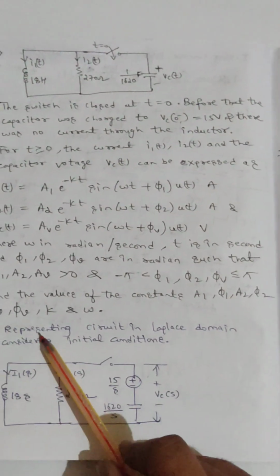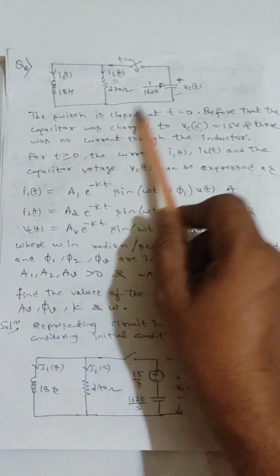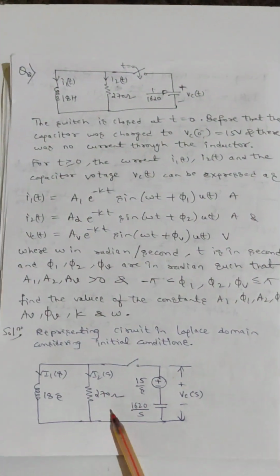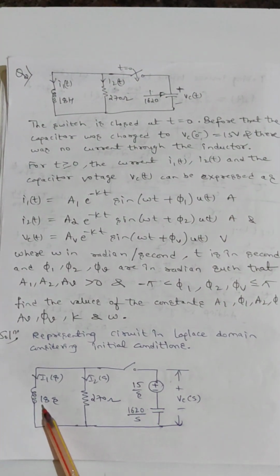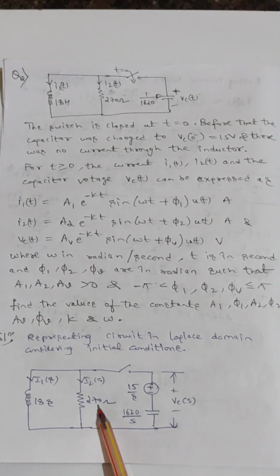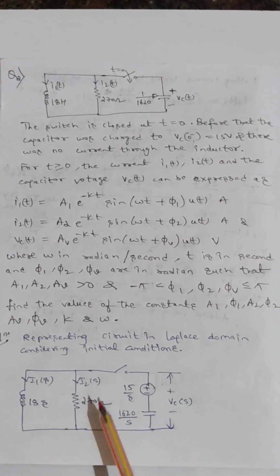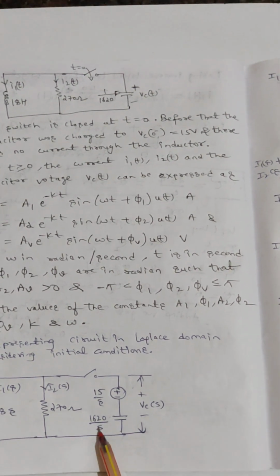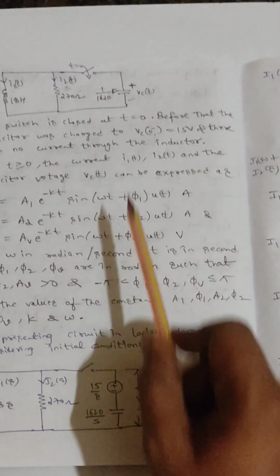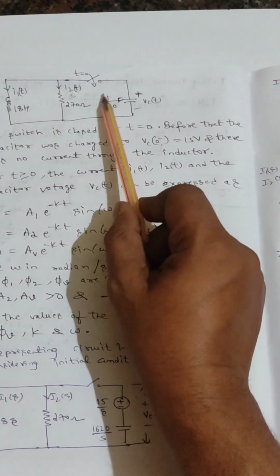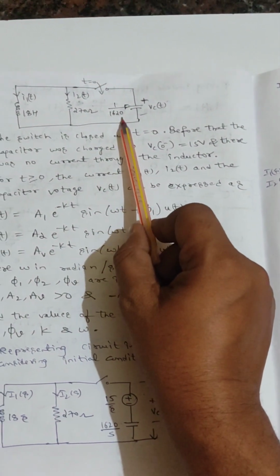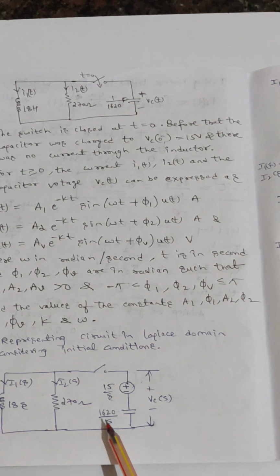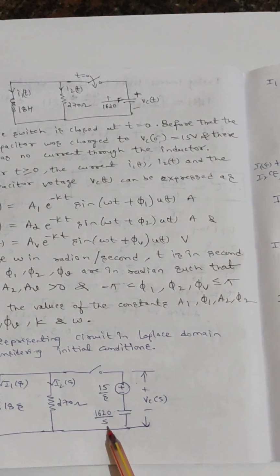So the first step is to represent the entire circuit in the Laplace domain. What is the Laplace of the inductor? sL. What is the Laplace of the resistor? No changes, the resistor is 270 only. And what is the Laplace of the capacitor? 1 by sC. What is the value of C given? 1 by 1620. So on simplification we get 1620 by s.